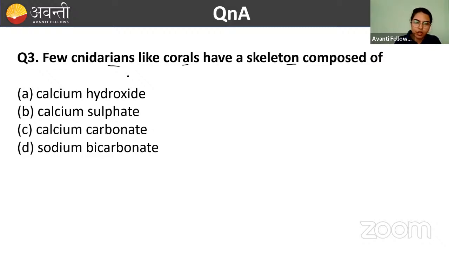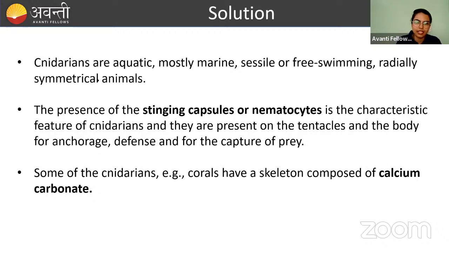So this question is also directly taken from NCERT. आप अगर NCERT पढ़ोगे ना बेटा तो Animal Kingdom में आपको कोई हरा ही नहीं सकता. ठीक है? So few cnidarians like corals have skeleton composed of. So what is it composed of? Let's see here. Cnidarians are aquatic, mostly marine, and sessile.